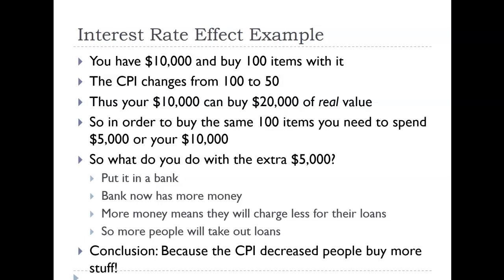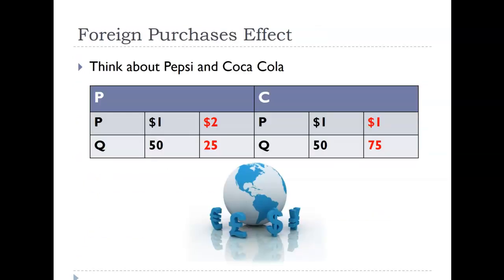So because the CPI decreased through a series of events, people buy more stuff based on this current scenario. So that's the interest rate effect, again the reason why the aggregate demand curve is downward sloping. Last one is the foreign purchase effect.